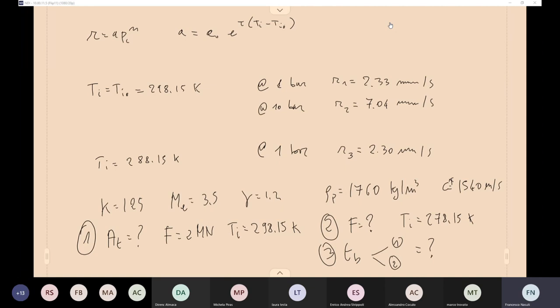So you see we have 3 burning rates, and we have 3 coefficients to be evaluated in this expression, because in general our r will be a_0 e^(tau (T_i minus T_i0)), this is our a, and then we have P_c^n. So we know that the burning rate follows this law, and you see that we have three unknown coefficients, which are a_0, tau, and n. So with these three measures, I can evaluate these coefficients that are assumed constants.